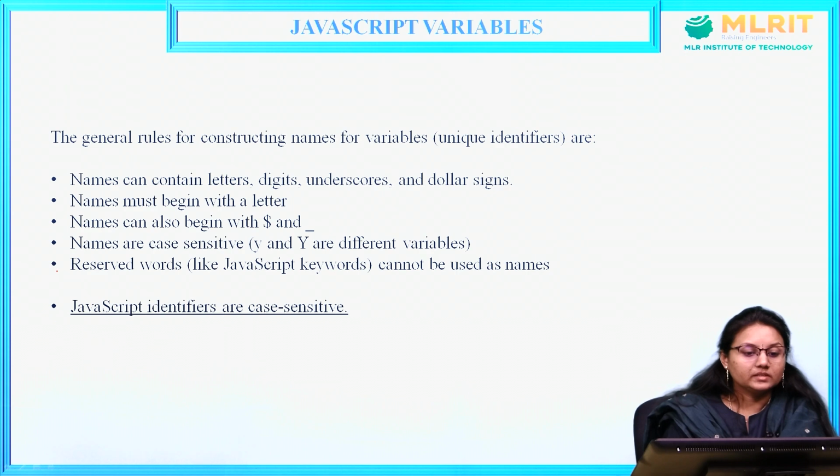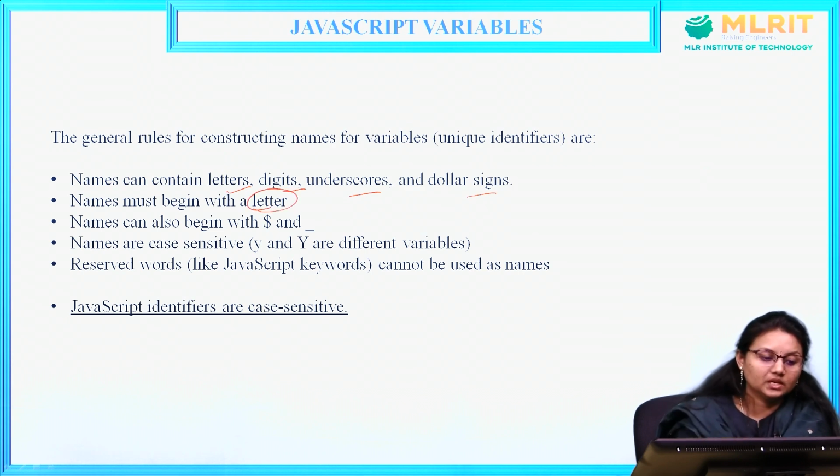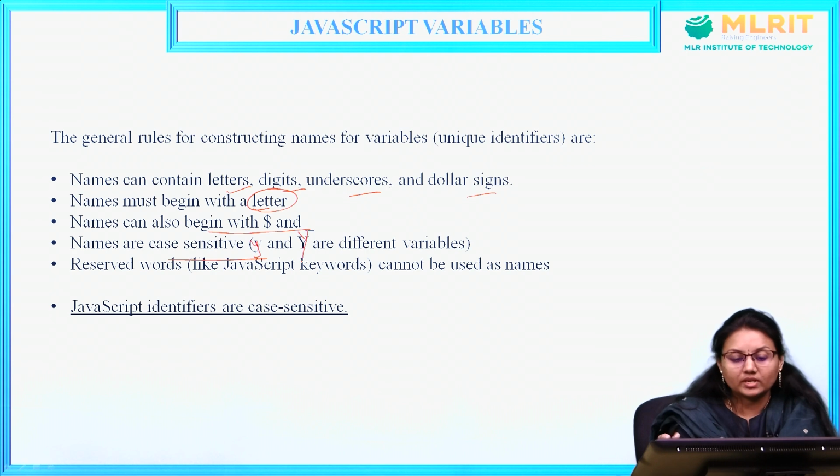So what are the basic rules you have for creating variables? Names can contain letters, digits, underscores, dollar signs. Names must begin with a letter, and can also begin with dollar or underscore. It is case sensitive: y and capital Y are both different. Reserved words cannot be used as identifiers. So these are case sensitive.